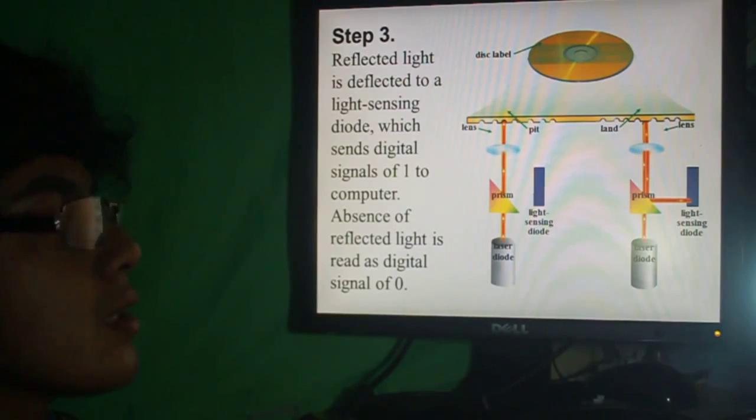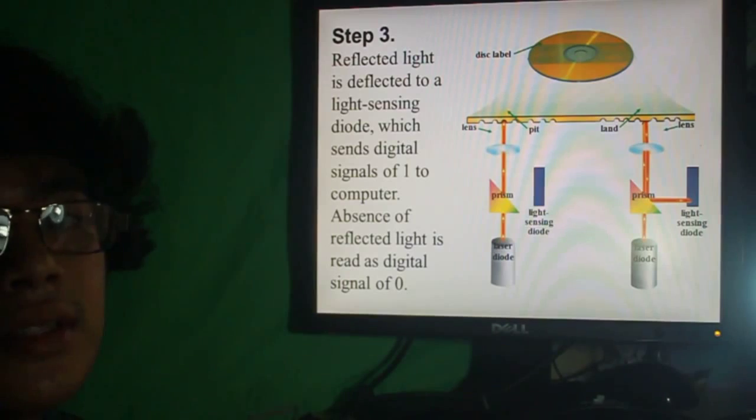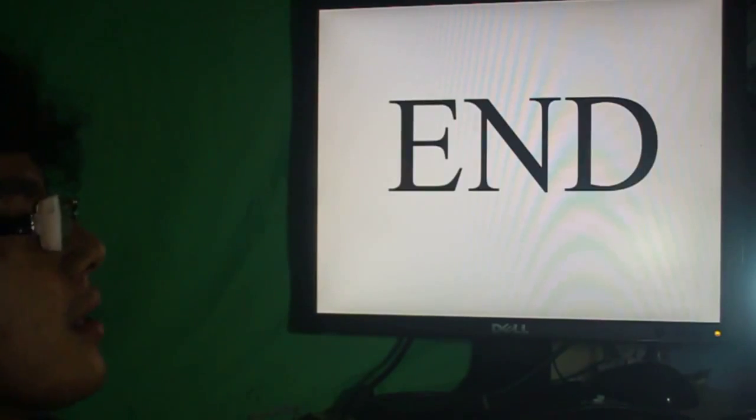Now we know what a hard disk and optical disk is. The end.